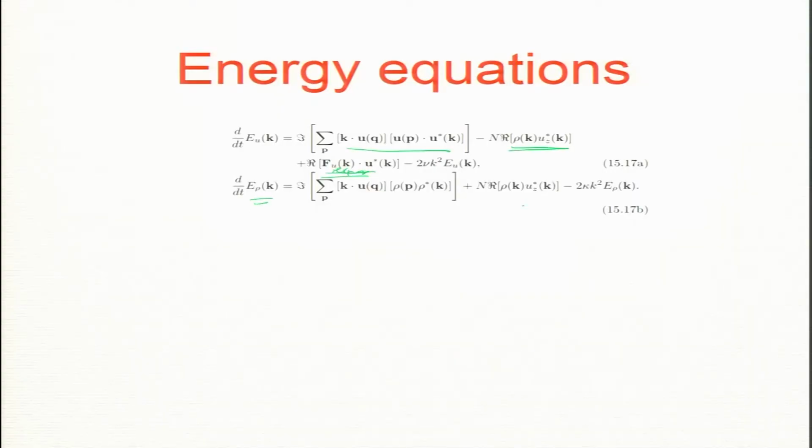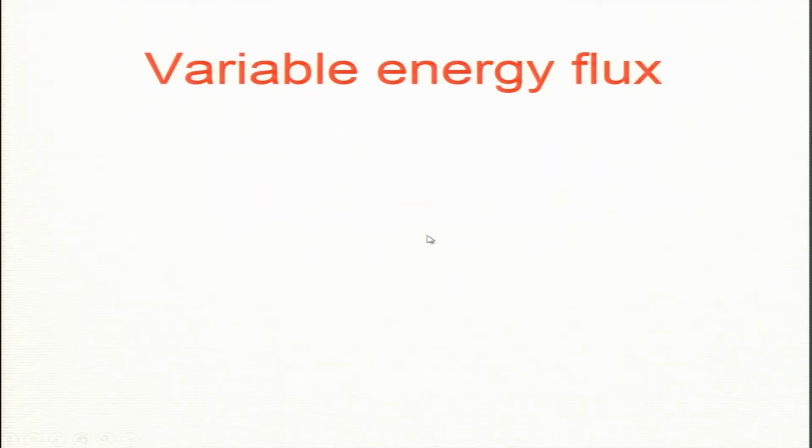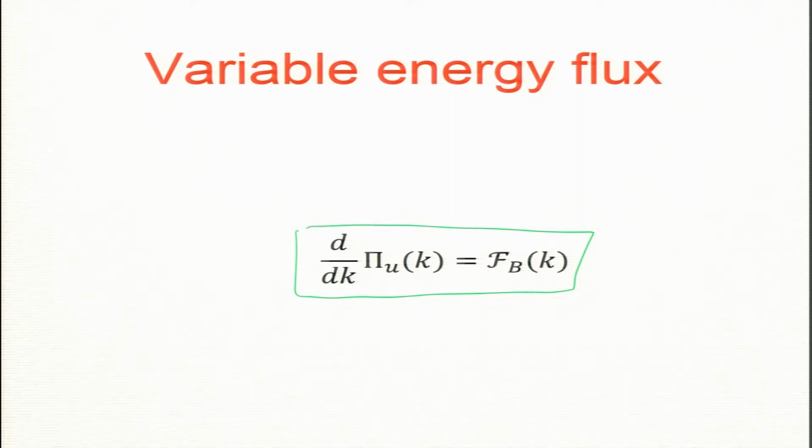For E rho, you can also derive these equations. I am skipping the derivation, but E rho will be that, and it turns out we can also derive. I think we will focus on only one part. We have variable energy flux. I am skipping the d u by dt.